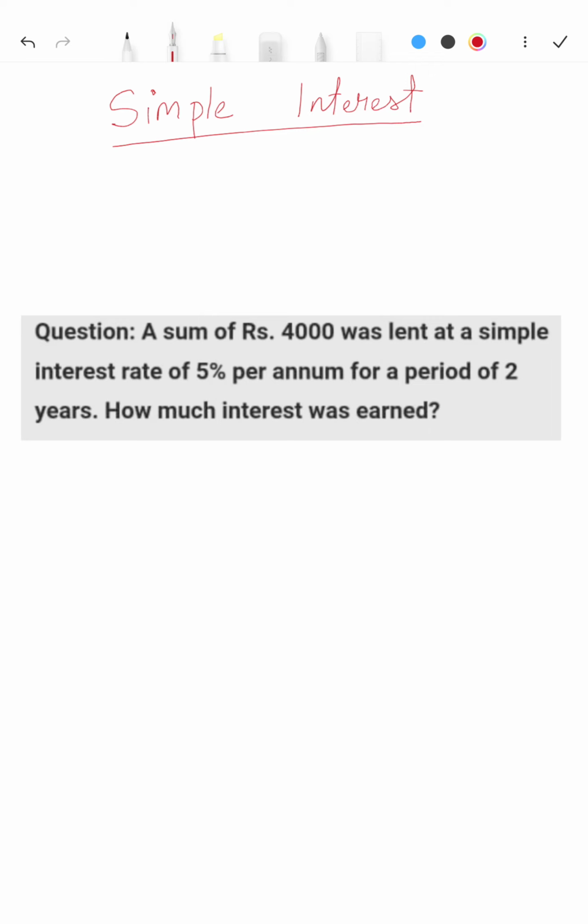Hello everyone. Today I will show you some tricks of simple interest. Of course, the following questions are based on previous papers of SSC CGL. As you know, simple interest is equivalent to knowing the percentage, and therefore I'll do it with the simple interest formula.